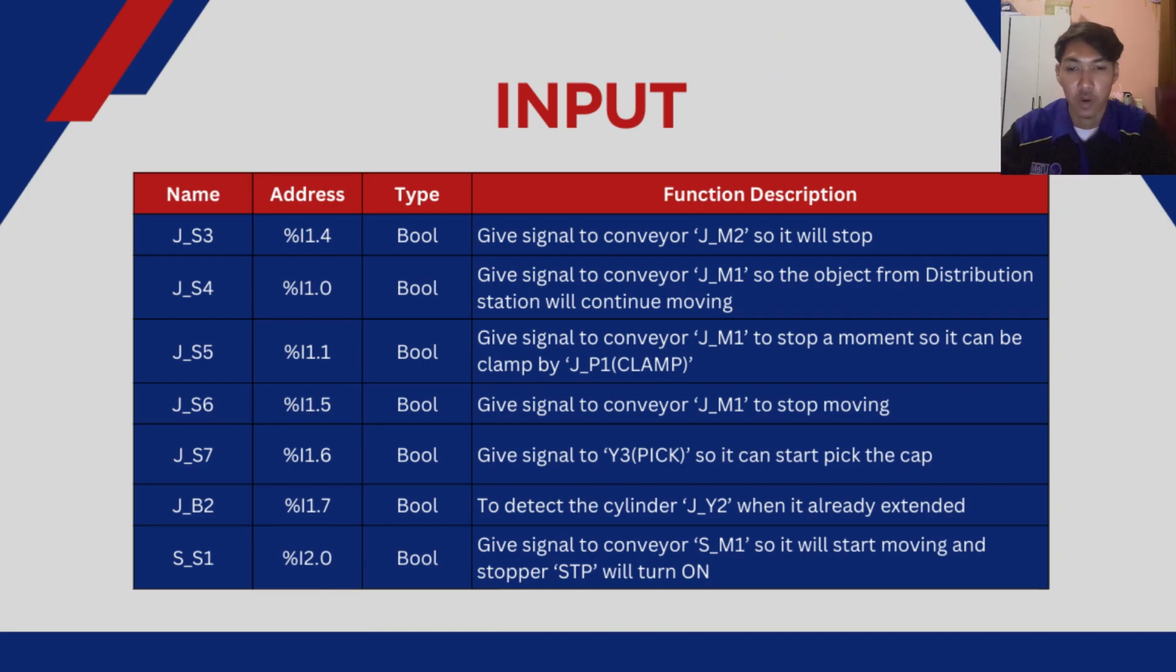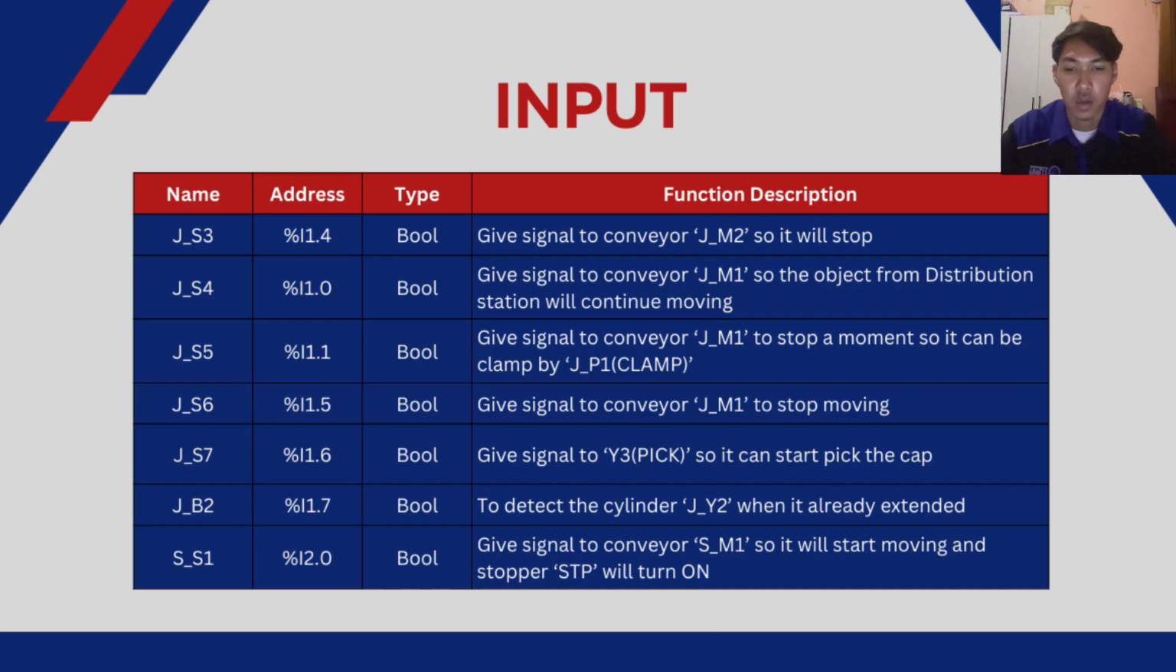For the S4, we are using I1.0 to give a signal to conveyor M1, so the object from the distribution station will continue moving. For the S5, we are using I1.1 to give a signal to conveyor M1 to stop movement, so it can be claimed by P1. For the S6, we are using I1.5 to give a signal to conveyor M1 to stop moving.